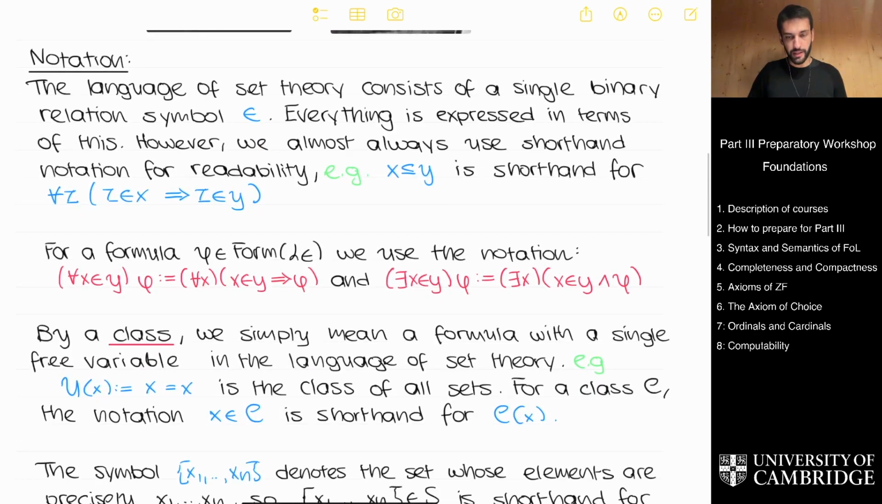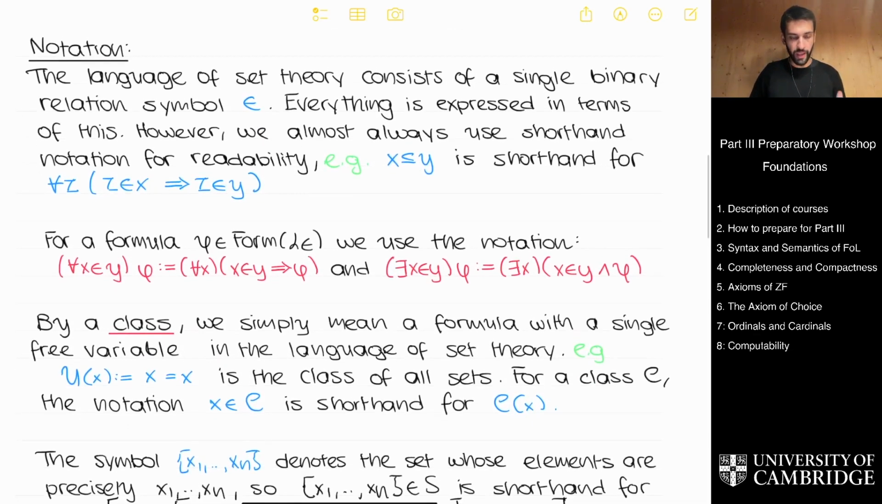Okay, so before I explain everything formally, let me first explain some notation issues. As I was saying a few moments ago, everything in set theory is expressed in first-order logic in an appropriate language. This language consists of a single binary relation symbol, epsilon, which denotes membership. And when I say everything is expressed, I mean everything is expressed in terms of this.